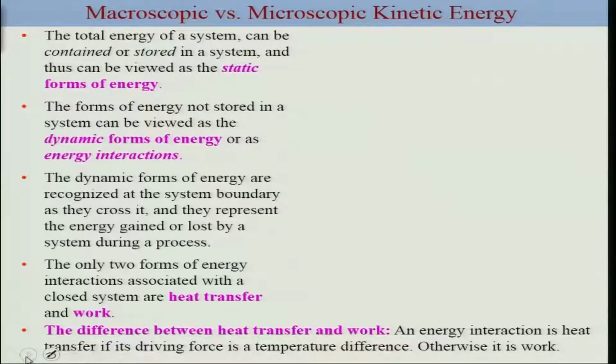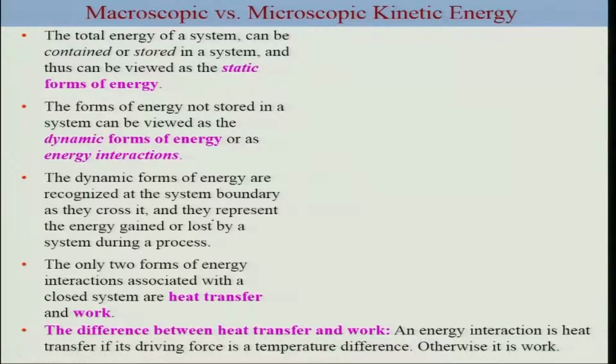Now, when you put a system in a container, let's say water in a container, there is energy stored in the system. That is called a static form, because there is no movement across the boundary. But there are other energies associated with the transfer of energy across the boundary to the system, and these are called dynamical forms. So one is a static form, and the other is a dynamical form. The dynamical forms are the ones associated with energy gained or lost by the system during a process. They are recognized only when they cross the boundary, leaving the system or coming to the system from the surroundings. Heat transfer is one example.